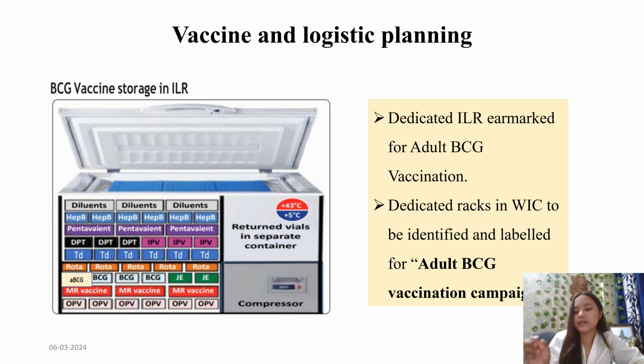So coming to the vaccine and logistic planning. All the cold chain handlers in the state vaccine store, regional vaccine store, district vaccine store, and also the cold chain point will ensure that a dedicated Iceland refrigerator is earmarked for the adult BCG vaccination, and dedicated racks in the walk-in coolers will be identified and labeled for the adult BCG vaccination campaign. Also, it must be ensured that the BCG vial is kept above the measles rubella vaccine, and a dedicated dry space will be identified for keeping the diluent ampoules, 0.1 ml AD syringes and reconstitution syringes. Also, the diluent ampoules must be kept in the Iceland refrigerator at least 24 hours before vaccination to ensure that their temperature matches with the BCG vaccine after reconstitution to avoid any thermal shocks.